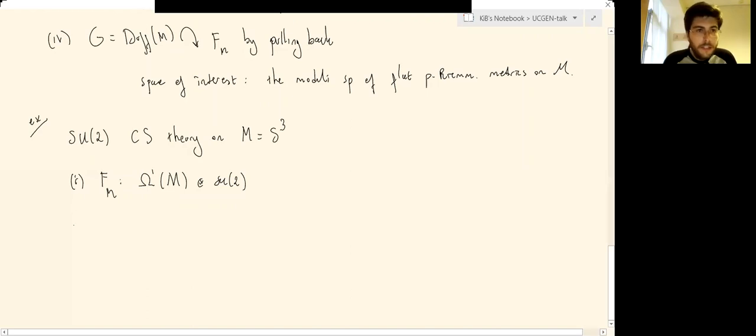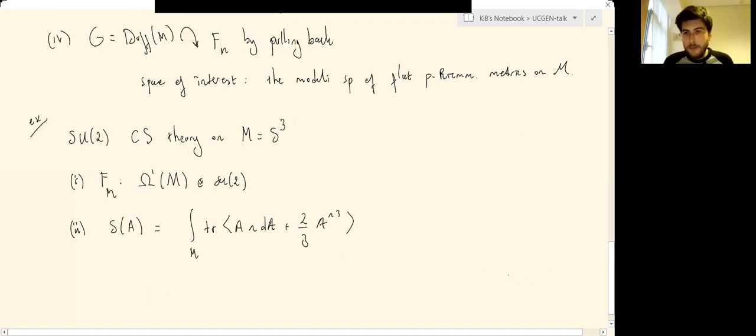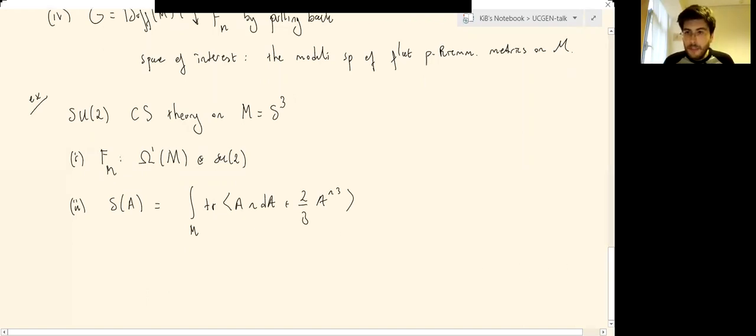And the action functional, on the other hand, S acts on A. So this is, again, the famous Chern-Simons action functional, okay? Trace, something like this. Okay, and fine. What else do we need?